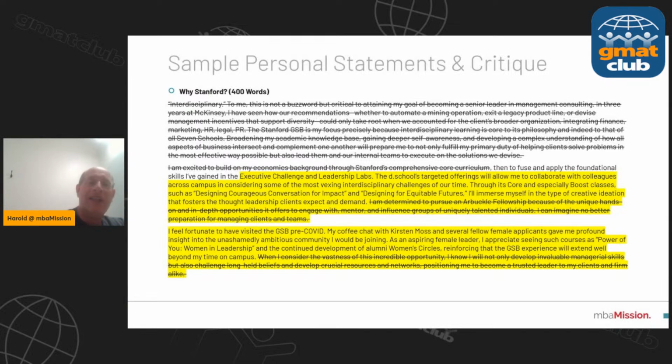Okay. Finally, though, you do throw in some great GSB stuff. Executive Challenge and Leadership Lab. Okay, solid course. The D School, Design School, very much a Stanford thing.